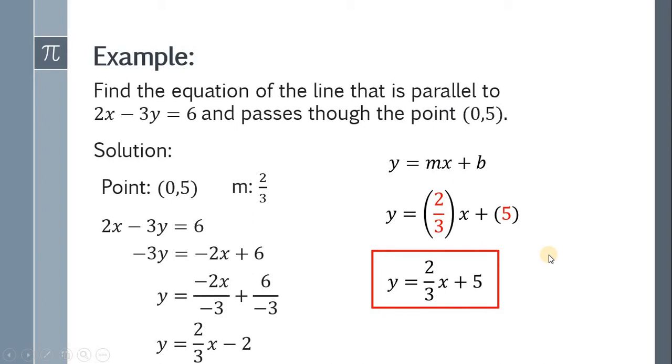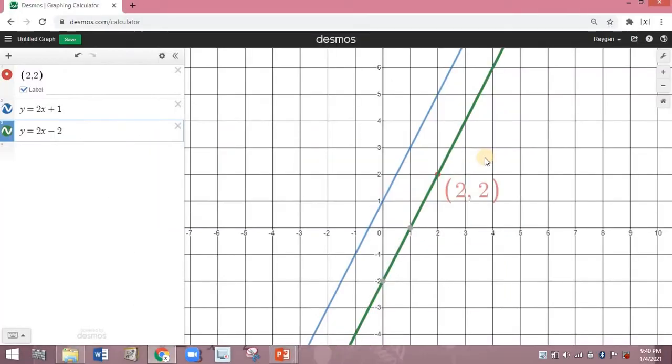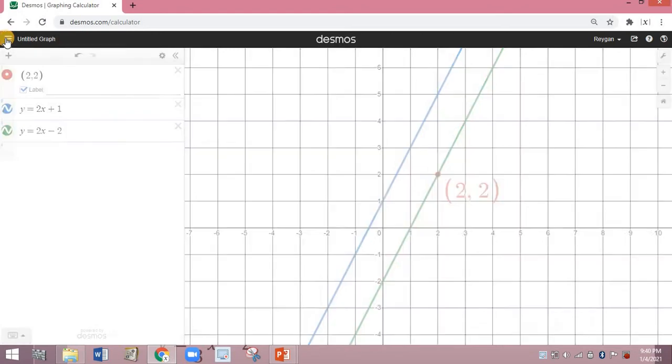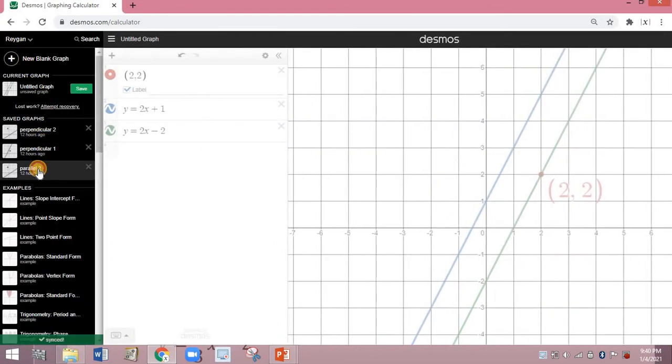Now, let's see if our answer is correct. Tandaan yung given, 2x minus 3y equals 6 and (0, 5). Punta tayo kay Desmos. Gumawa na ako niyan kanina, so balikan na lang natin. Parallel example number 2.